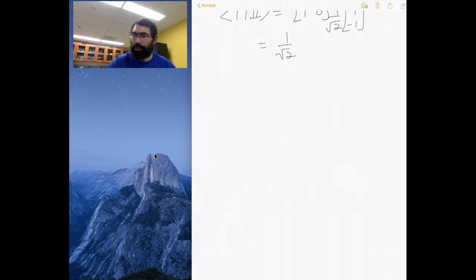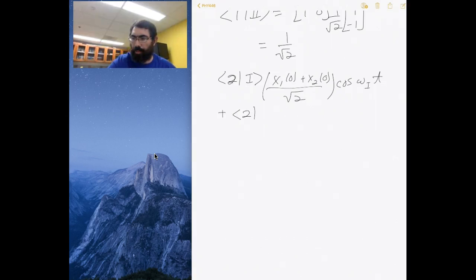We can do this now for trying to project state number 2, basically mass 2 moving by itself, onto our solution of basis state 1, initial conditions, plus state 2 inner product with diagonalized basis 2, initial conditions, times the cosine of omega 2 times t.